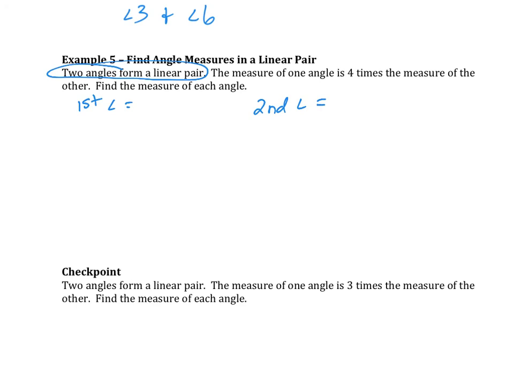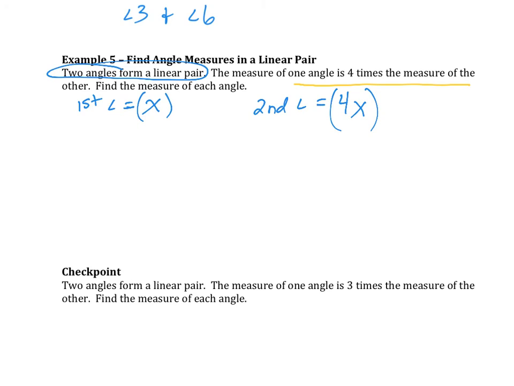So if we don't know the first angle, what do we call it in math if we don't know something? If we don't know something in math, we usually call it x. So the first angle is x. We don't know if it's 5, 10, 20, 80. We're going to call it x. What we do know is that the second angle is 4 times the measure of the first. So if the first angle is x, what's 4 times that? 4 times the measure is going to be 4x. So the angles we're going to call are x and 4x.